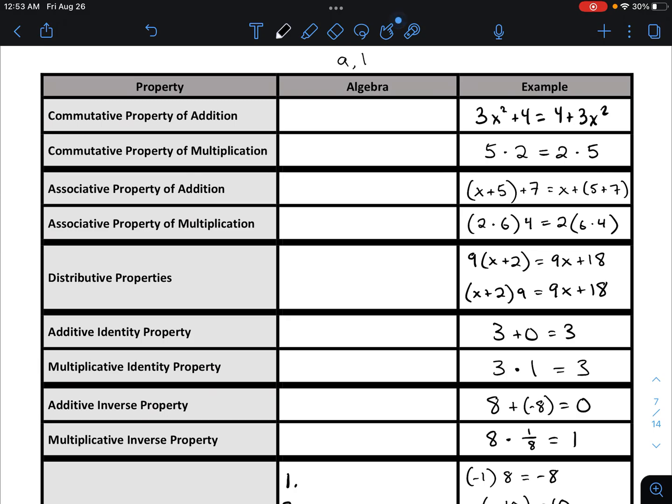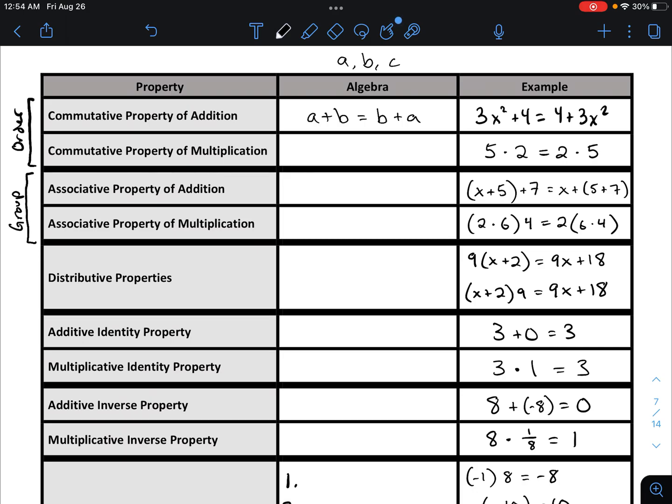So let's try to use the letters A, B, and or C in this column. And so what I can say for the commutative property of addition is that A plus B is going to equal B plus A. Doesn't matter the order you add them. So for the commutative property, I like to think of these as being associated with order. And for the associative property, I like to think of these as changing the grouping. So that's what I like to think of those as.